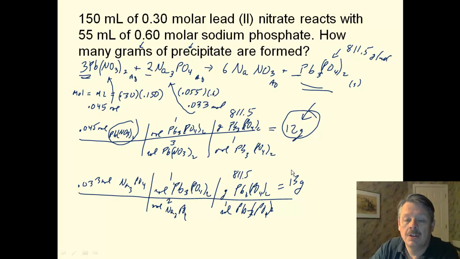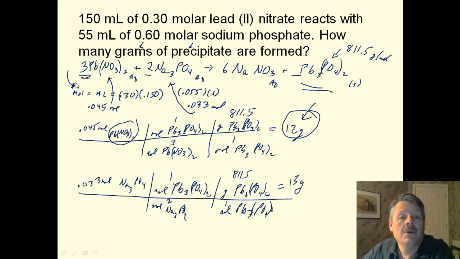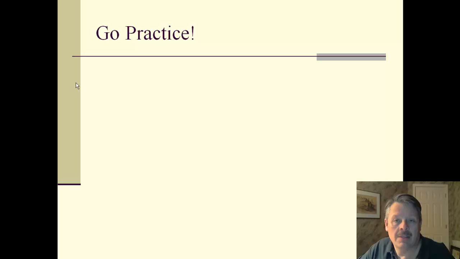Alright, so those are some examples of solution stoichiometry. Simply the piece that you're adding is right here to figure out how many moles of your substance you have. Okay, that's the only part that's different. Everything else remains the same of stuff you've done before. Okay, that's it for solutions.